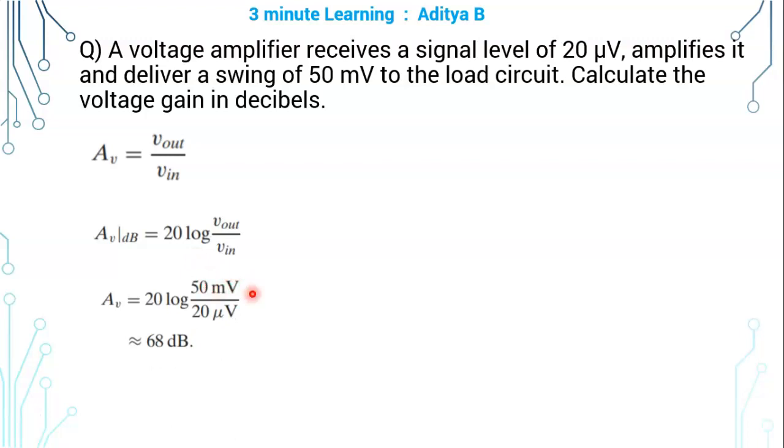In this question, 50 millivolts is V out and 20 microvolts is V in. When you solve, you get around 68 dB.